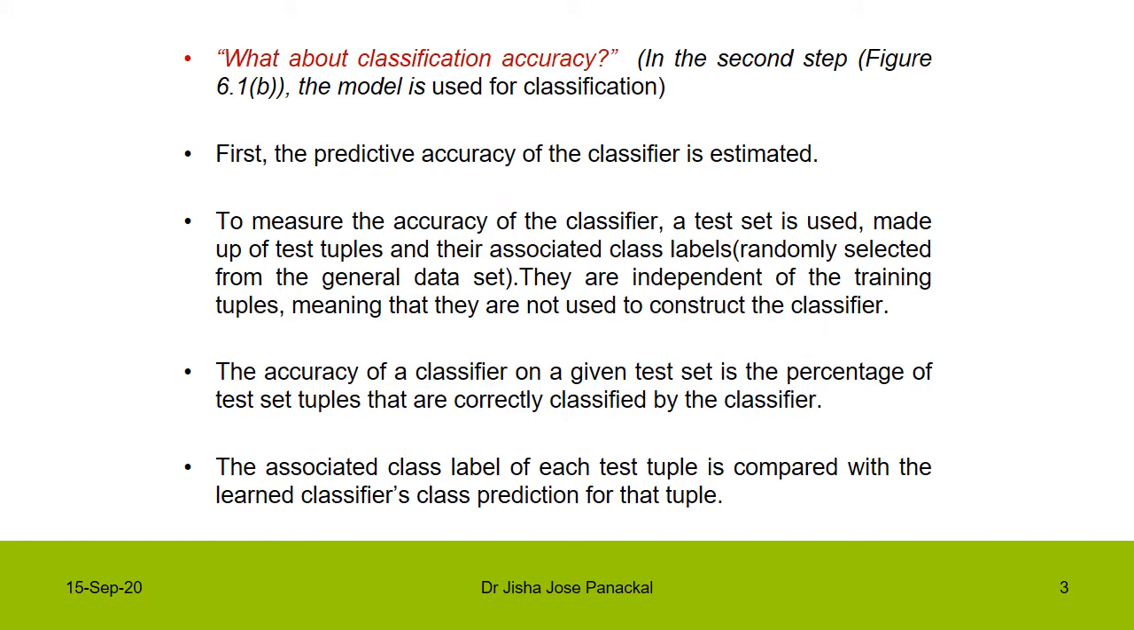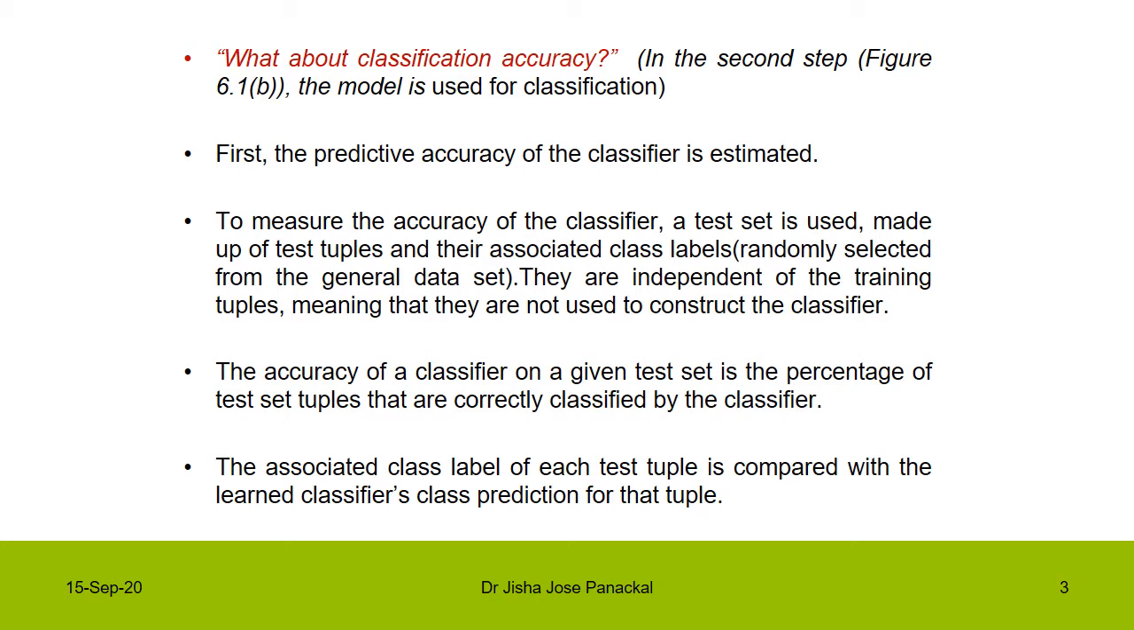Now we will introduce the concept of classification accuracy. We will study it in detail in the last sessions of this particular module. This step is associated with the second step, that is the classification step. First, the predictive accuracy of the classifier is estimated. To measure the accuracy of the classifier, a test set is used, made up of test tuples and their associated class labels. These are randomly selected from the general data set. These are independent of the training tuples, meaning that they are not used to construct the classifier.